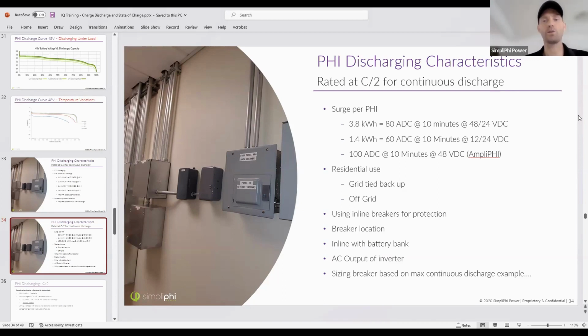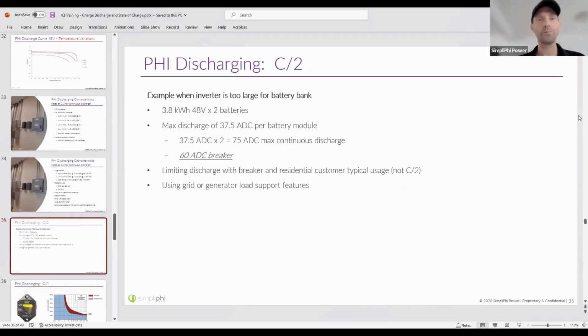You want to size your breaker based on maximum continuous discharge. I'll show you that. Let me give you an example. If you've got an inverter that's maybe an 8 kilowatt inverter, but you're trying to run it off of just a few batteries, you have to make sure you have enough batteries to power that inverter. Each individual 5 battery is capable of 3.8 kilowatt hours. It's at 48 volts. So if we have 2 batteries, we would be able to get about 3.8 kilowatts out of that battery bank.